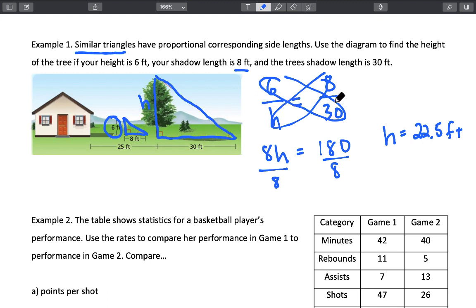So again, we have two ratios that are equal to each other. That's a proportion. A proportional relationship can be solved by doing this process of cross multiplication.